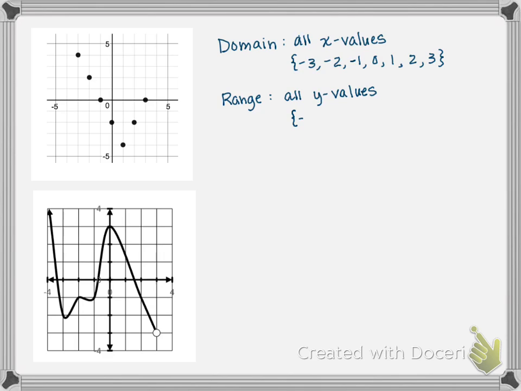-4. Mm-hmm. And what else? Mm-hmm. 2 and 4. Yeah, there you go. And notice that we didn't repeat ourselves. So even though there's 2 points that have a y value of 0, we just put 0 in there once. So the set contains all the values, and then you can use them as many times as you want. You don't have to list them corresponding to the number of times they show up on the graph.